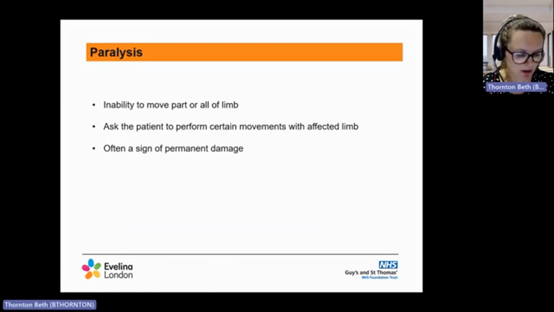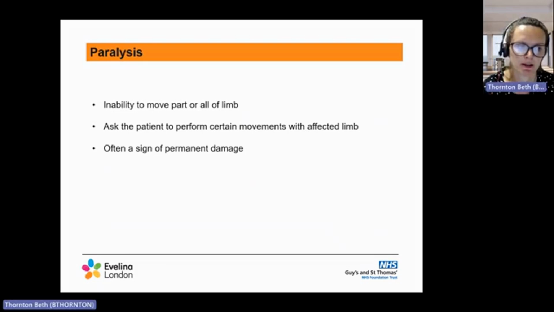Paralysis is our penultimate P, and that refers to an inability to move all or part of the limb. So you'd ask the patient to perform certain movements. So in a forearm or elbow fracture, you would often ask the patient to touch their thumb to each of the fingers on their hand, kind of making an OK sign. And that would assess their ability to move all their fingers. And to assess their power, while they've made the OK sign, you would then try and kind of pull it apart with your finger, and they should be able to hold it together, or at least have resistance.